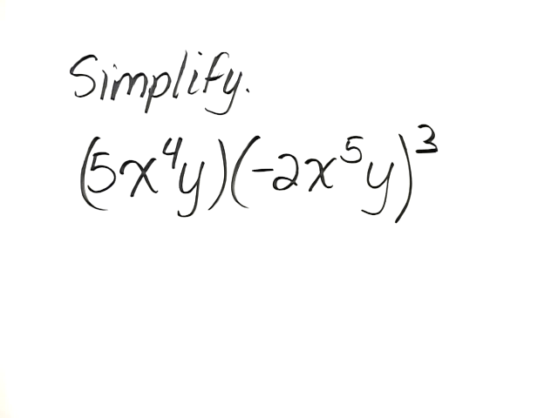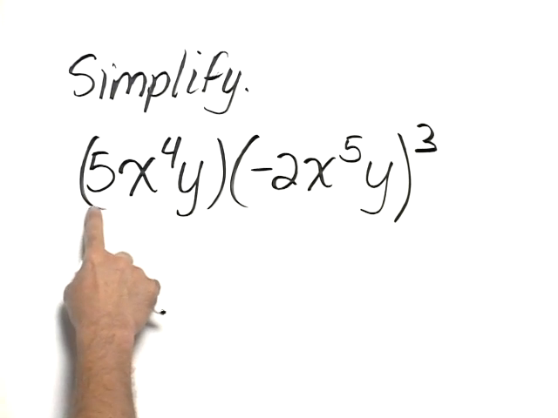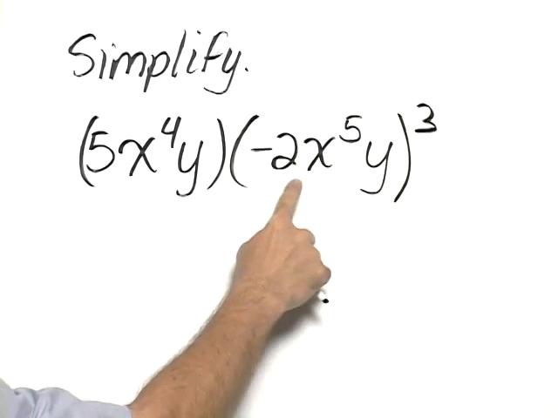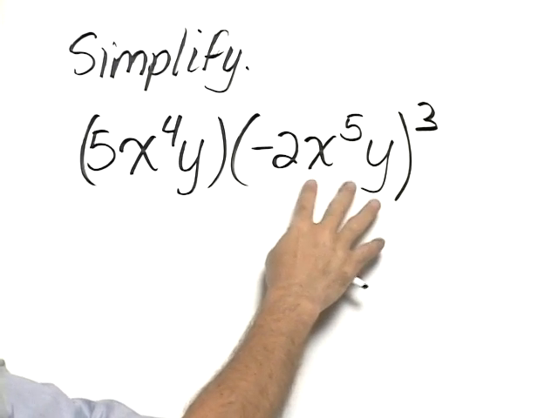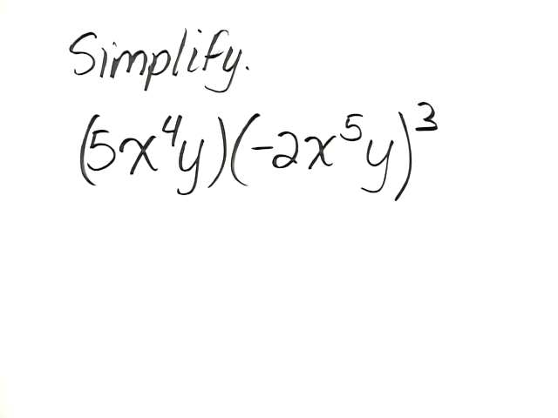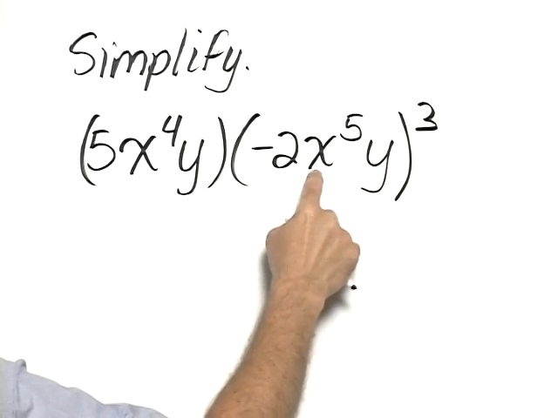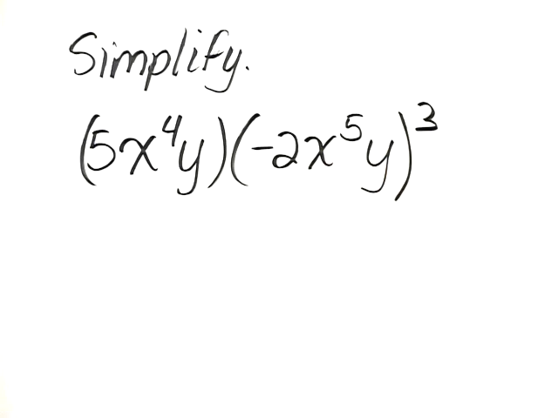Simplify the quantity 5x to the fourth y times the quantity negative 2x to the fifth y, all cubed. This first expression we're going to leave as is. The second part of the expression, this factor, is being raised to a power. We need to apply that power to each of the three factors in the parentheses.